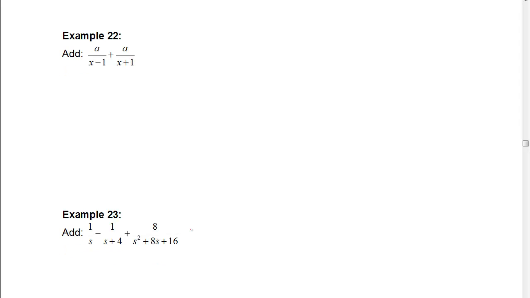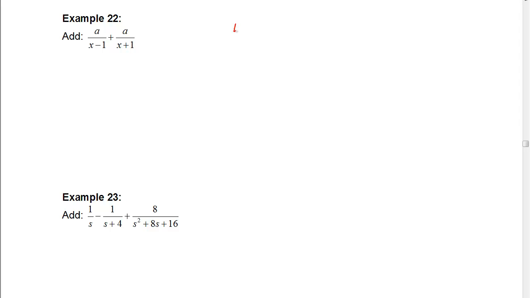Example 22 then. So we start by finding the LCD. And the LCD here is going to have to be the product of those, so x minus 1 times x plus 1, because they're both different. So we need to multiply the first term by x plus 1 over x plus 1, and the second one we're going to have to multiply by x minus 1 over x minus 1. And what happens then, our denominator becomes x plus 1 times x minus 1.